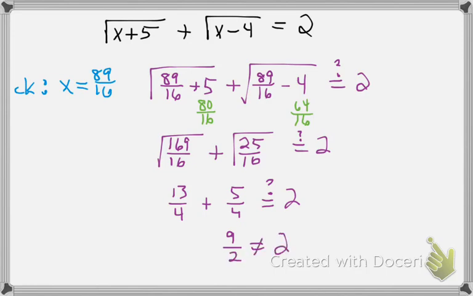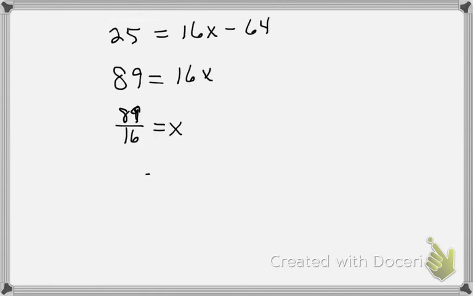Notice, if that plus sign had just been a minus, what is 13 quarters minus 5 quarters? 13 minus 5 is 8, and 8 over 4 is 2. So it's just that sign being off. When it doesn't work, it's just because of one little sign being off. So this goes back to a question we had earlier. I only had one potential solution here, 89 over 16, and it didn't work. So the answer is no solution. I either write my solution set as empty and sad, or in words you can write no solution.